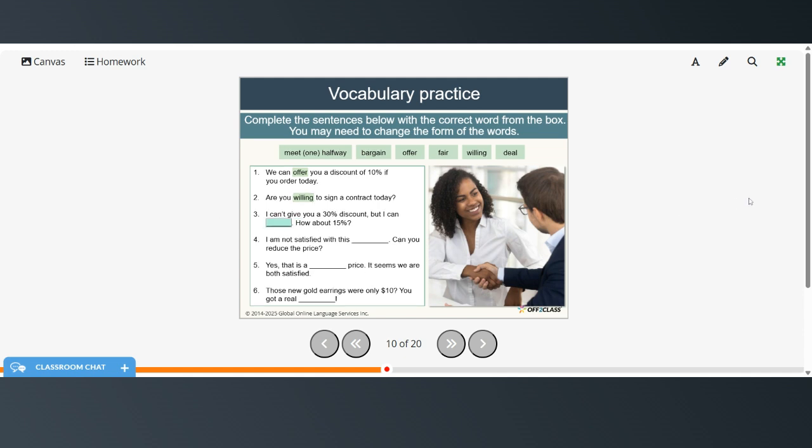I can't give you a 30% discount, but I can meet you halfway. How about 15%? I am not satisfied with this deal. Can you reduce the price? Yes, that is a fair price. It seems we are both satisfied. Those new gold earrings were only $10. You got a real bargain.